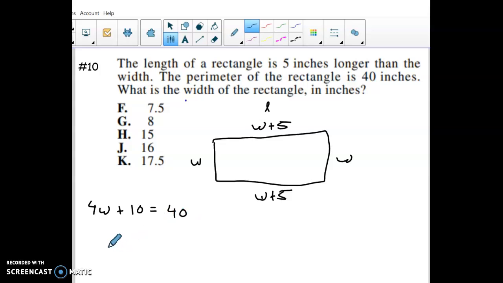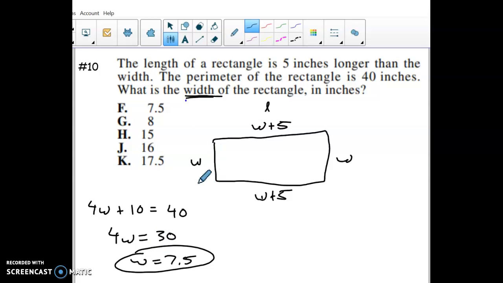Okay, now we just got to solve that. So I just minus the 10. So 4W is equal to 30, and then divide by 4, and you get 7.5 for the width. Okay, and now I just want to make sure they didn't ask for the length. They asked for the width. So that was width, and then the length would be 5 more than that, 12.5. So it says, what is the width? So our width is 7.5.